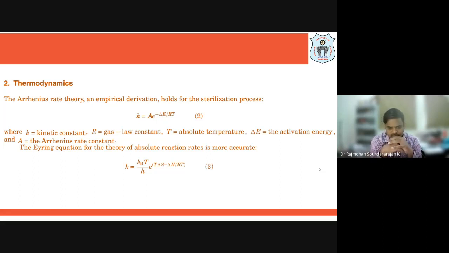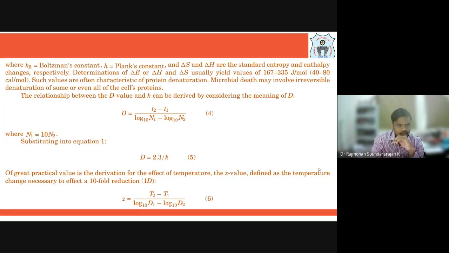This equation is useful: K equals kB T by h, e power (T delta S minus delta H) by RT. So all are thermodynamic terms; you have to recall them. kB is the Boltzmann constant, h is Planck's constant, delta S and delta H are the standard entropy and enthalpy changes respectively. If you are determining the delta E, delta H and delta S values, they will usually yield values around 167 to 335 joules per mole. Such values are very often characteristic of protein denaturation. So this microbial death may involve irreversible denaturation of some or even all of the cell's proteins.